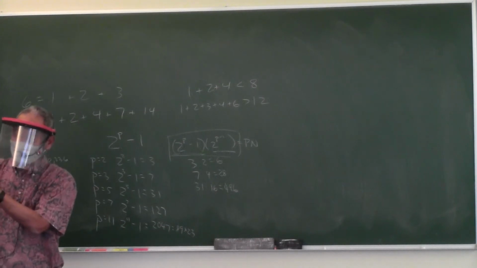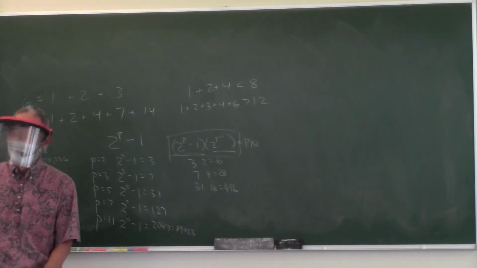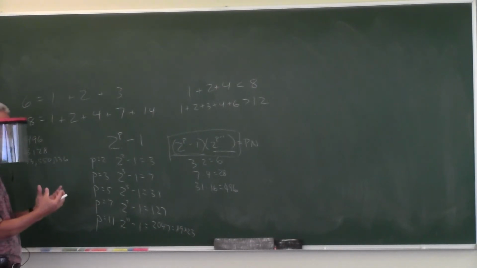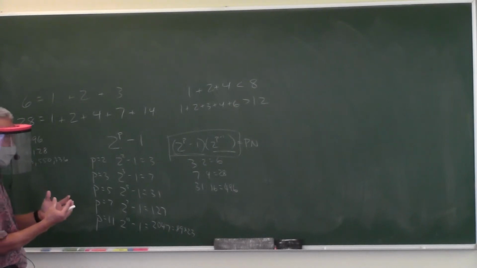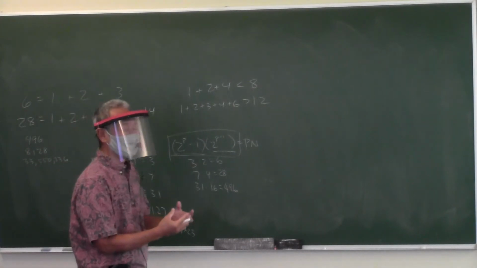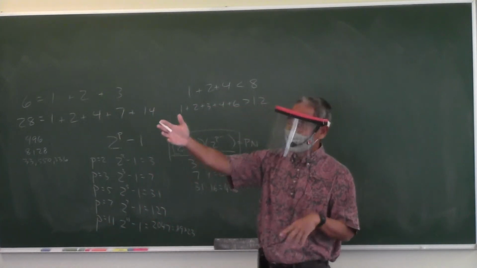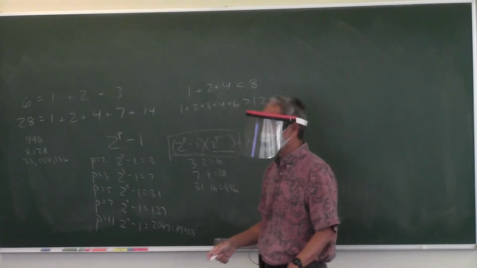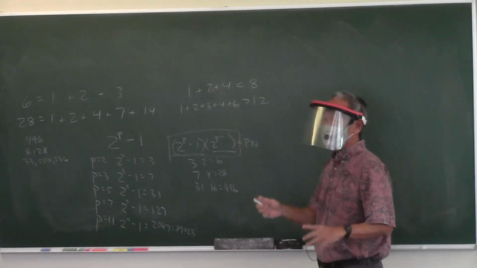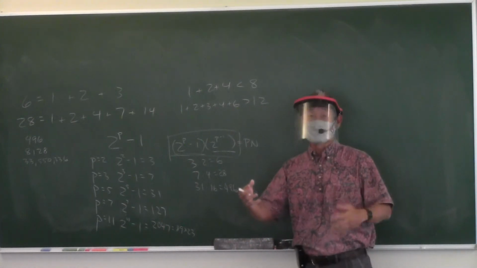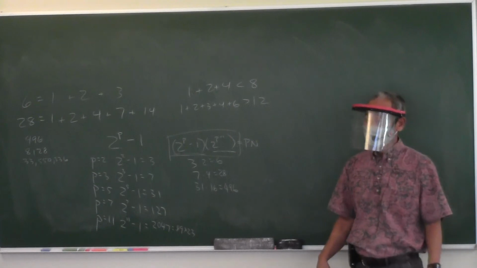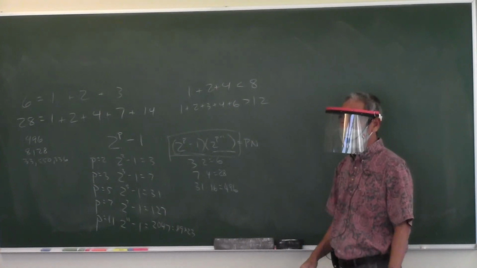Okay, now let's do the Euclidean algorithm. So how can we find the greatest common factor of two numbers, especially when they're big? This is something you could program a computer to do. Okay, so let's think of a number that has lots of factors. That's why I said abundant. 496. 666.